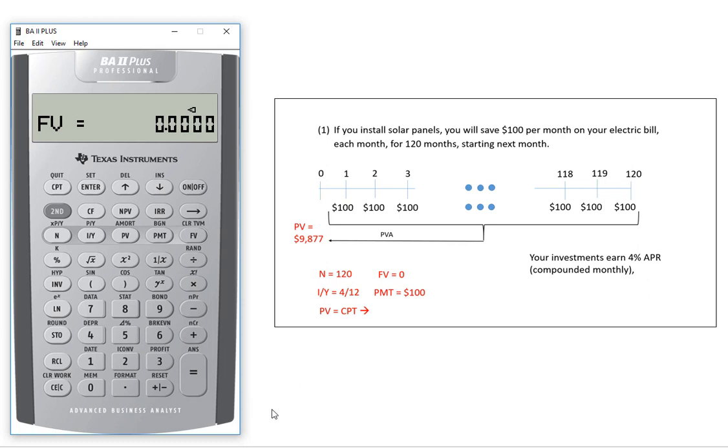And then we want to know what the present value is. So we put 100 in for our payment. And then compute present value, and we get $9,877. All right, one more to show you.